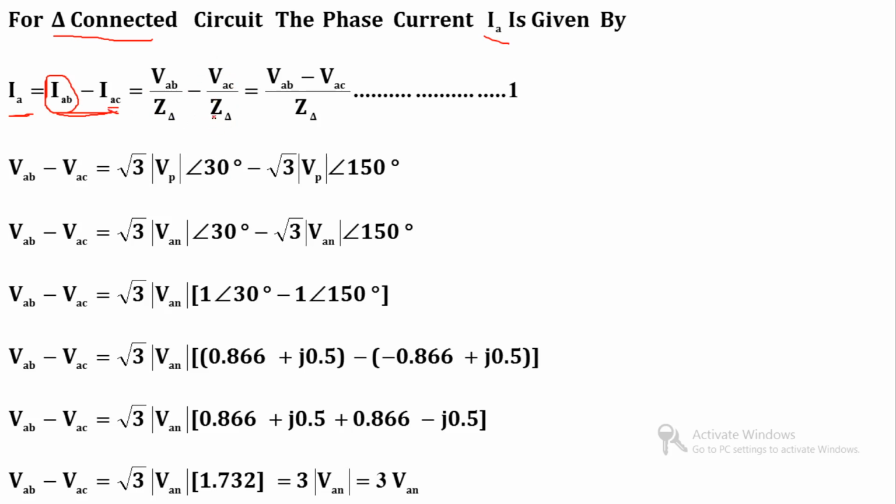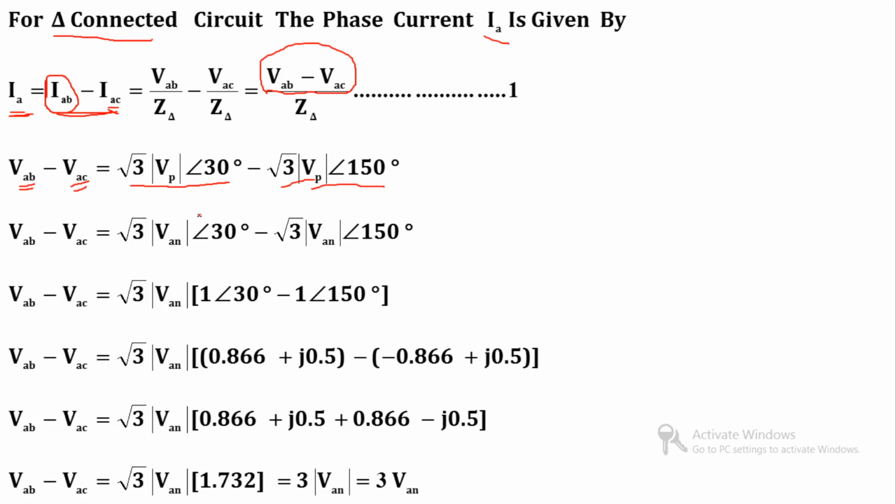Take the LCM of Z delta, so the equation becomes VAB minus VAC upon Z delta. So to find the current IA, we have to evaluate the difference of voltage VAB minus VAC. So let's calculate the value of VAB minus VAC. Now we know VAB is equal to root 3 mod VP at an angle 30 degree, and VAC is equal to root 3 mod VP at an angle 150 degree.